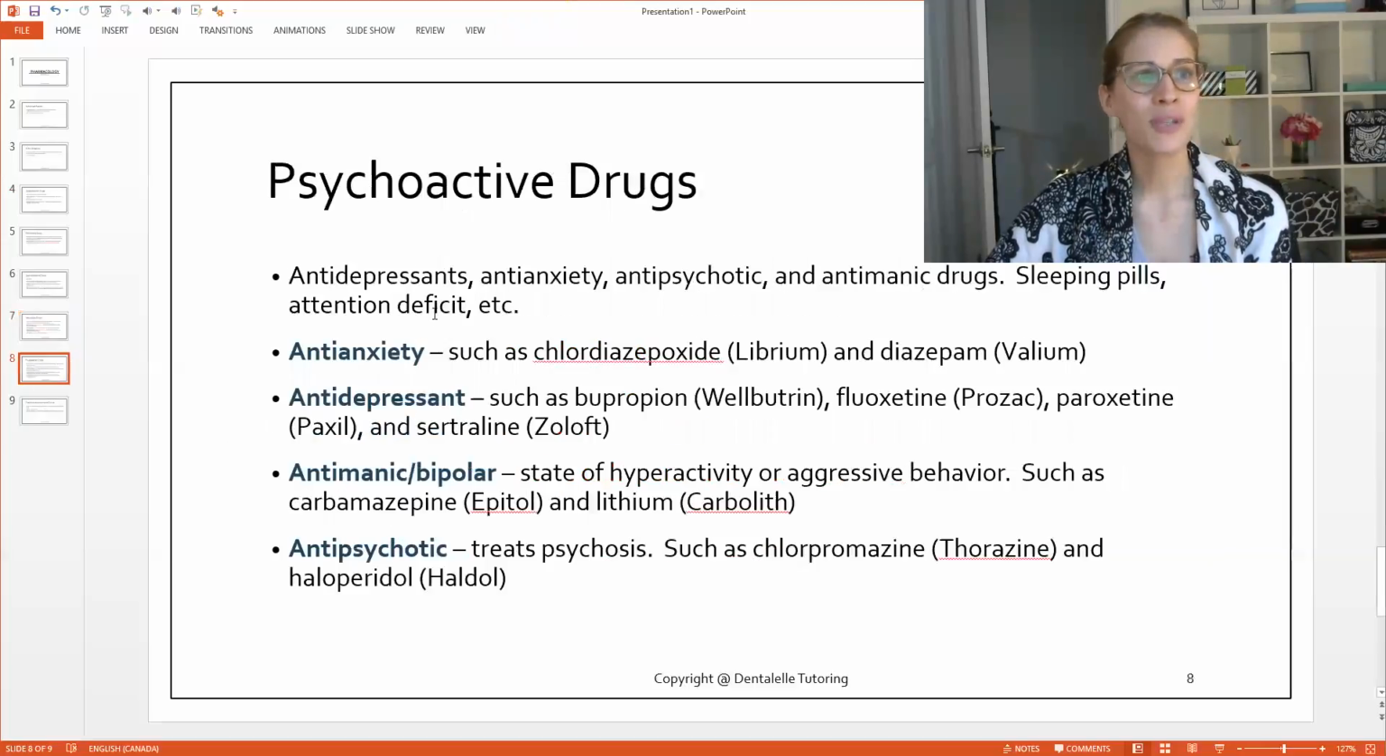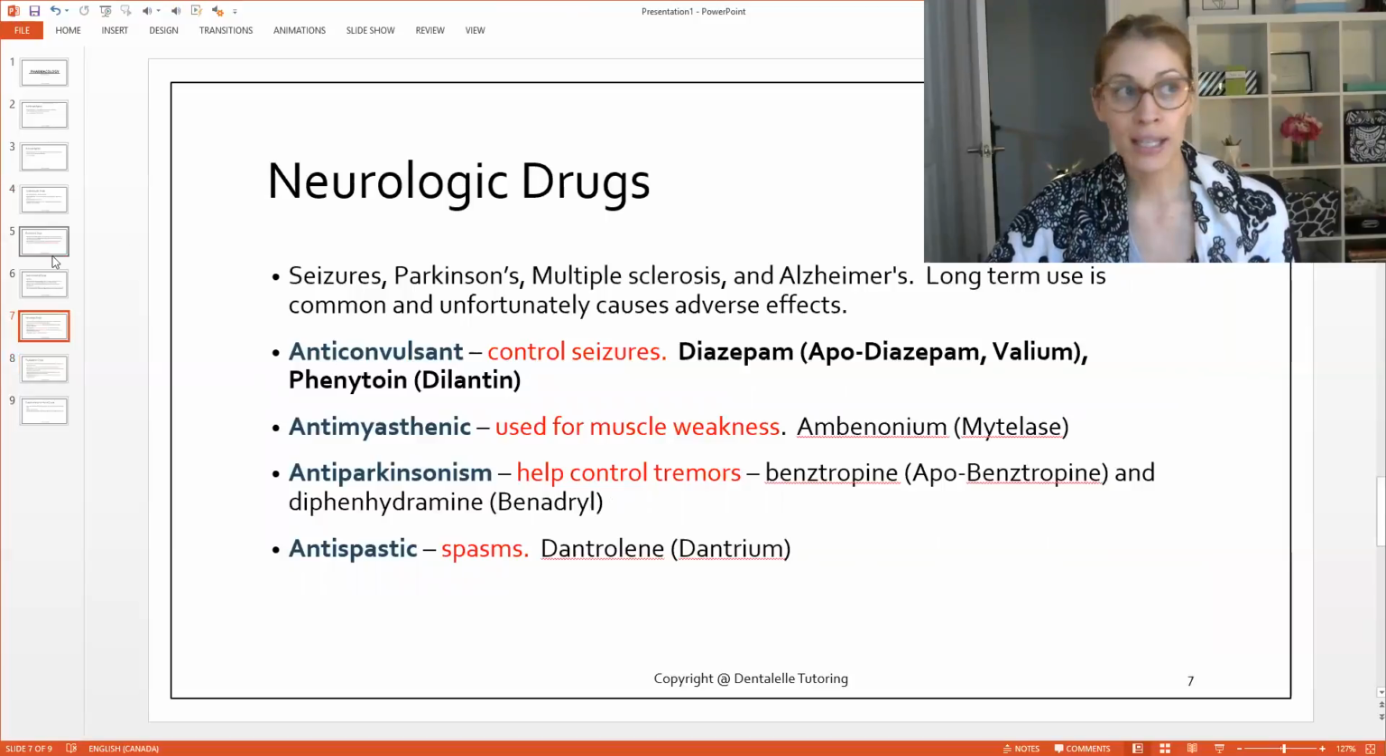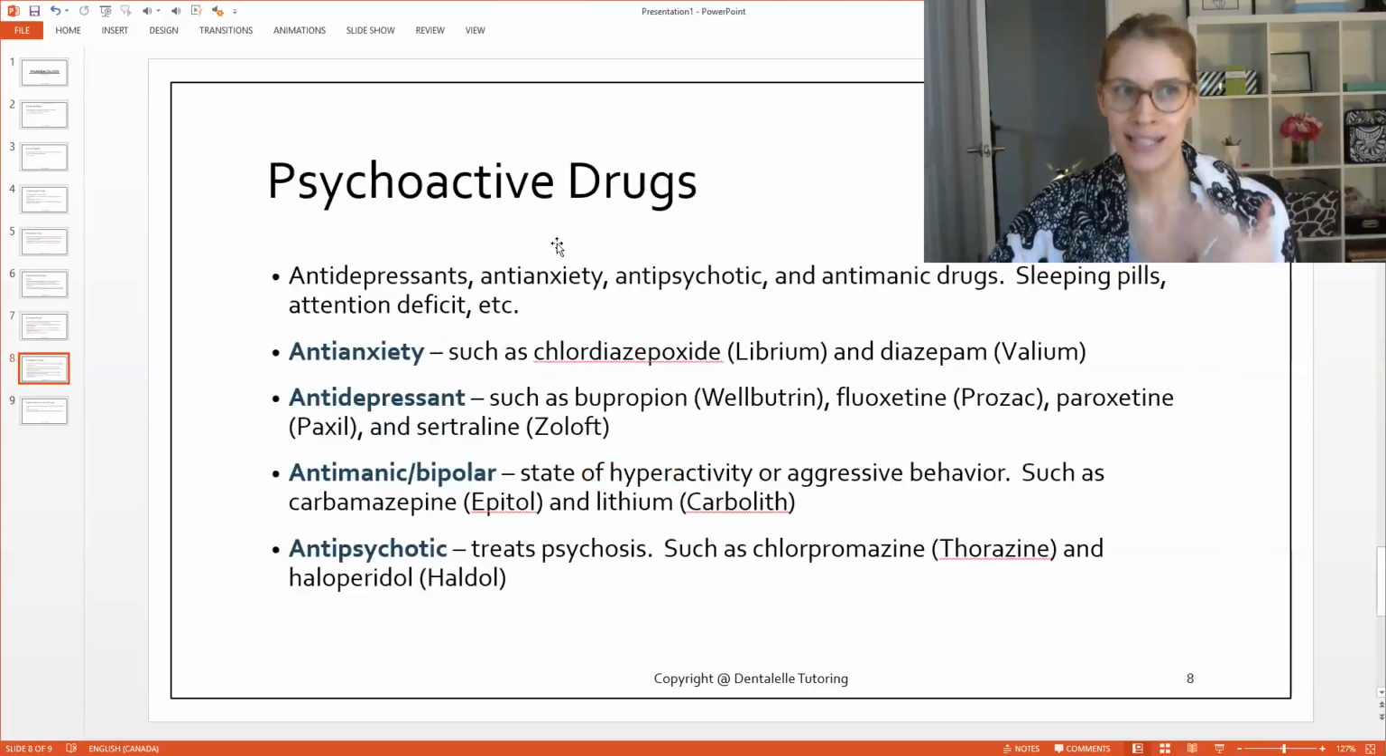Okay guys, we have 2 more slides left. So we have the psychoactive drugs. This is something different. The neurologic and psychoactive are different, but students tend to get them confused. The psychoactive has to do with antidepressants, anti-anxiety, antipsychotic, and anti-manic drugs.